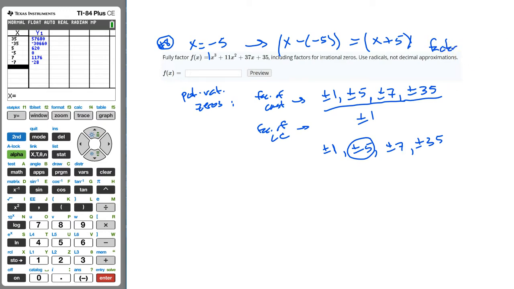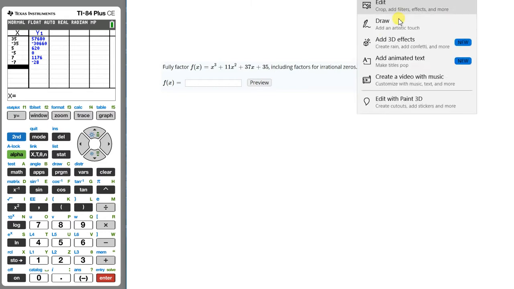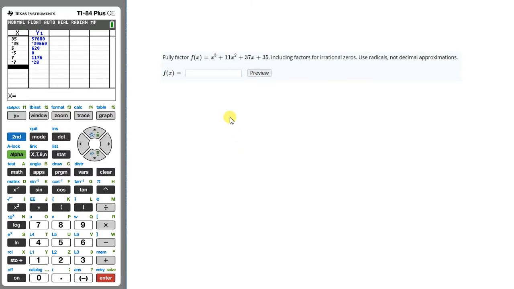Okay, so now let's do our division. I know, wow, lots of division, but hey, that's part of life. We're going to divide x plus 5 into the polynomial. You could also apply synthetic division if you want, but I always do long division so I don't have to worry about whether I'm in the right case or not. Plus, it's good to get really good at long division. x cubed plus 11x squared plus 37x plus 35.